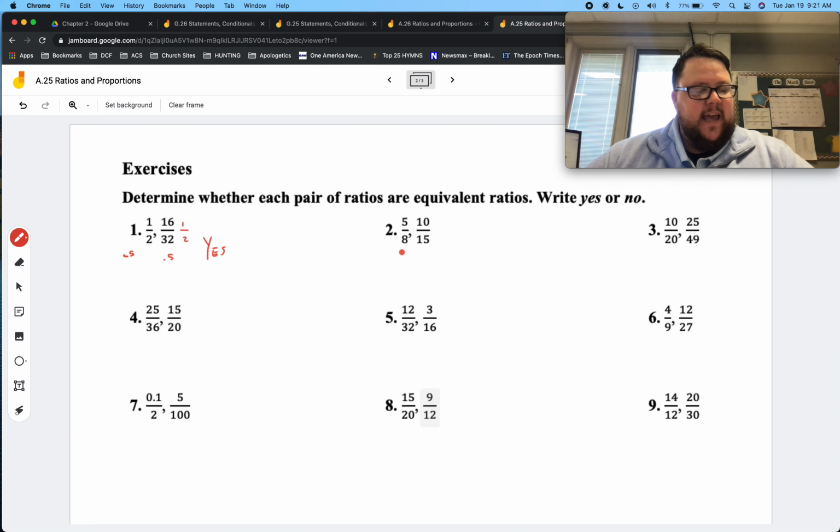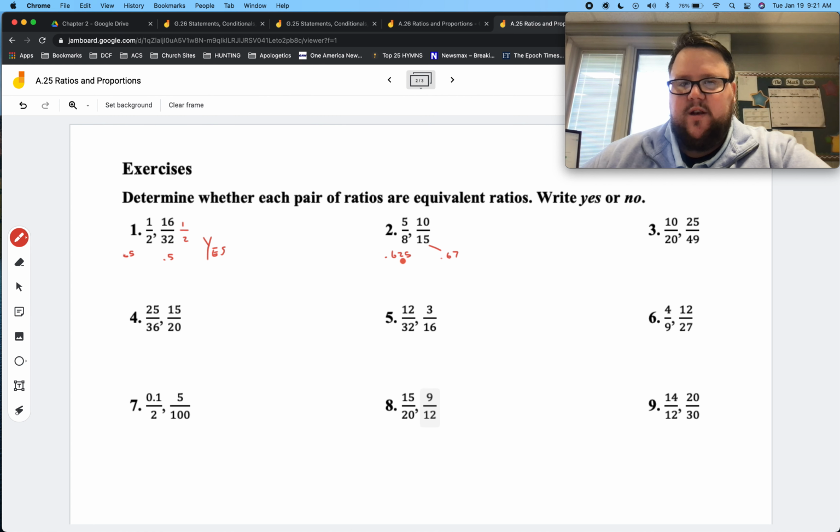5 divided by 8 is 0.625. Ten divided by 15 is 0.67. So if you notice, 0.625 does not equal 0.67. So since they're not equal, the answer is no. And so that's all you're doing today for today's assignment.